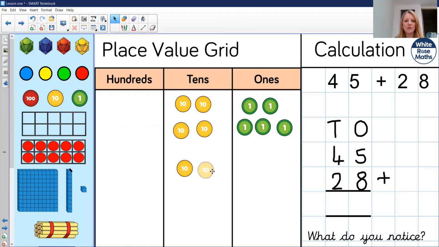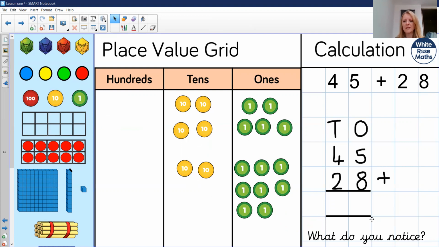One, 2 tens, so there's our 20, and I need to add in 8 ones. 1, 2, 3, 4, 5, 6, 7, 8. So this little question at the bottom here says, what do you notice?